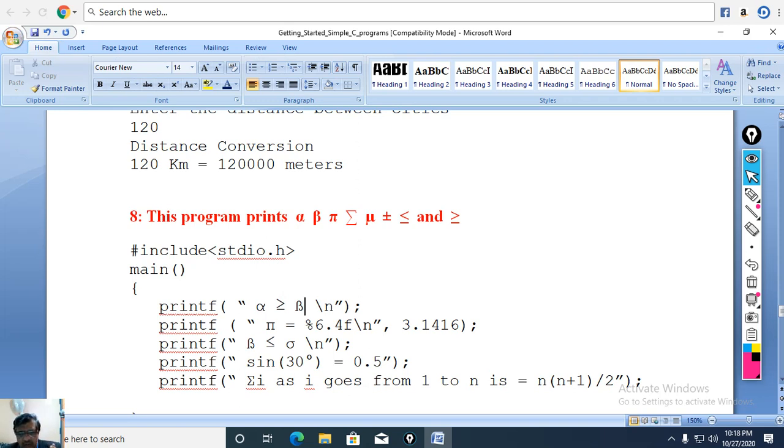Whenever we do scientific programs, alpha is usually used for some kind of a coefficient, beta is also some kind of a coefficient, and sigma for summation, and this sigma is for standard deviation, like this. Here there is a pi equal to percentage 6.4f, 3.1416, 1 2 3 4 5 6. Here the lesson is we are placing the float constant, and it will come and get printed.